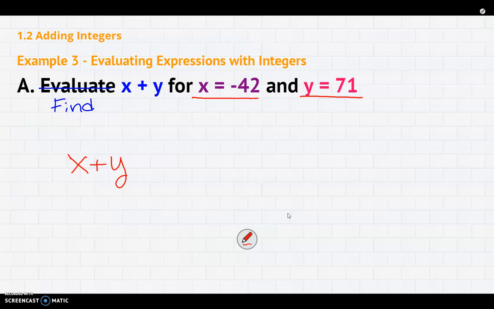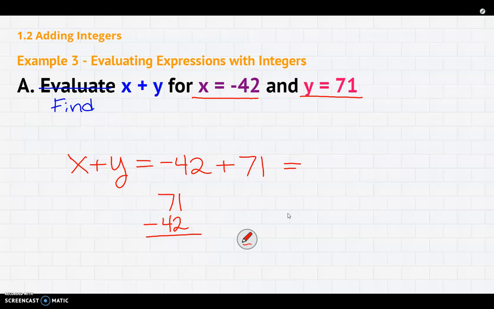And as long as you know those two pieces of information, you can find out what X plus Y is. So instead of X, I'm telling you X is going to be equal to negative 42. And instead of Y, I'm telling you Y is 71. So X plus Y is negative 42 plus 71. And now this is a math problem that you can solve, okay? They are integers with different signs, which means I should subtract them. So I should take 71 minus 42, okay?